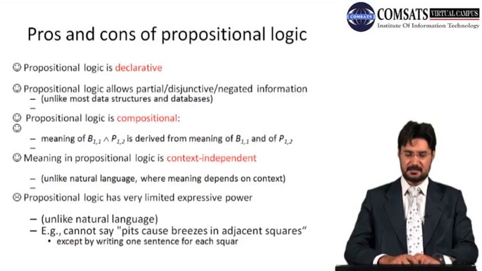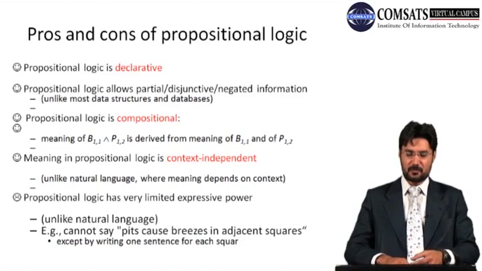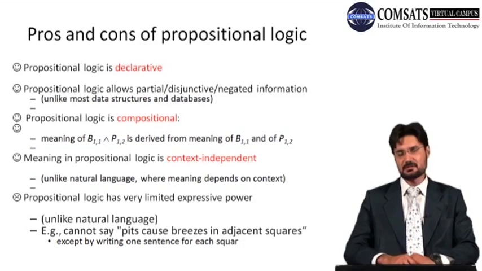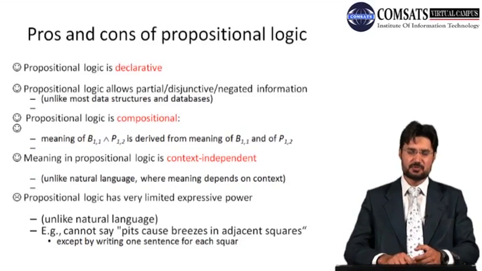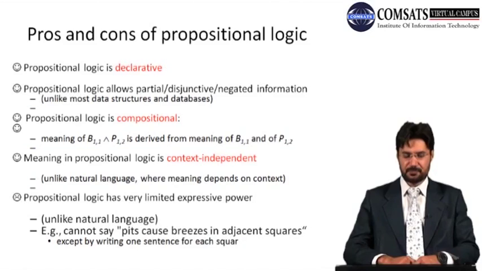So we can make compositional sentences. Propositional logic is also context independent. Unlike natural language, where meaning depends on context, most of the time, if we are talking about something, we need to understand the context of it. There is some context, and then we take the meaning of any sentence, because if we don't know the context, maybe we can take a wrong impression, a wrong understanding of it. In propositional logic, it's context independent. We don't have any context of the previous situation, or of the state, or of the sentences. We just keep only the current situation. So it is a kind of negative point.